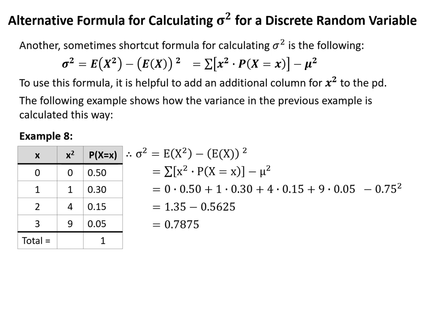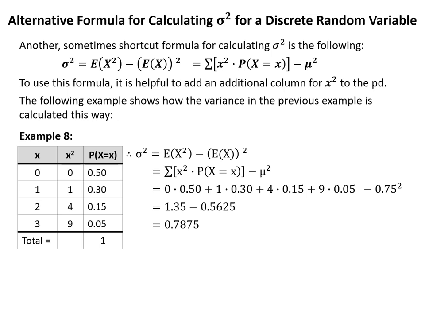Another formula for calculating sigma squared that is often a shortcut alternative to the previously mentioned formula is the following. Sigma squared equals the expected value of x squared minus the square of the expected value of x, or the sum for all x values of x squared times the probability of x, minus mu squared. To use this formula, it's helpful to add an additional column for x squared to the PD. The following example shows how the variance in the previous example is calculated this way.